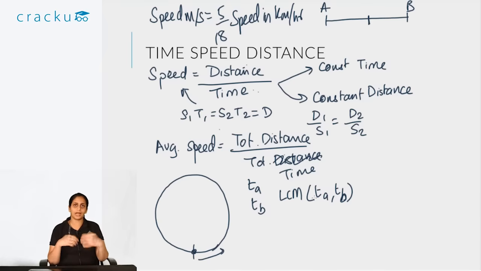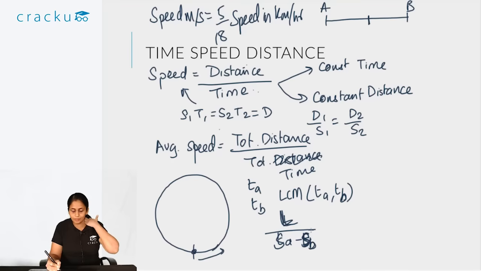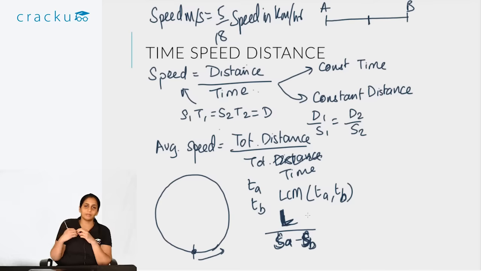But this is not the first time they meet at all. This is the first time they're meeting at the starting point. To figure out when they meet for the first time, we have to consider how much time it would take for one of them to cover the entire length of the track, divided by the speed differential between them. So if they are running in the same direction, and A is running faster than B, then A has to complete the entire length of the track. If he is going at SA and the other guy is going at SB, then the relative speed of A with respect to B will be SA minus SB. The length of the track divided by SA minus SB will be the time taken by A to complete one extra rotation as compared to B, and then they'll meet on the track.